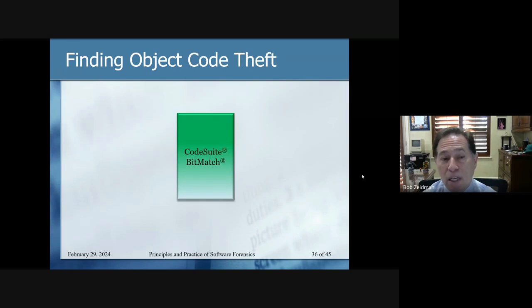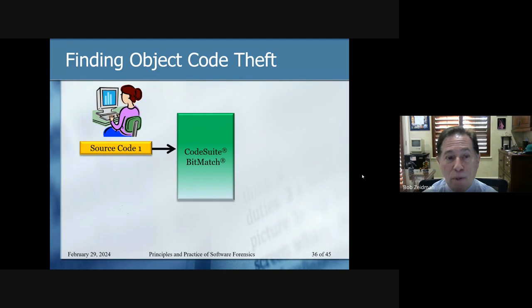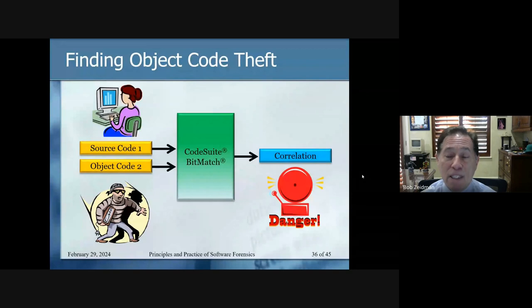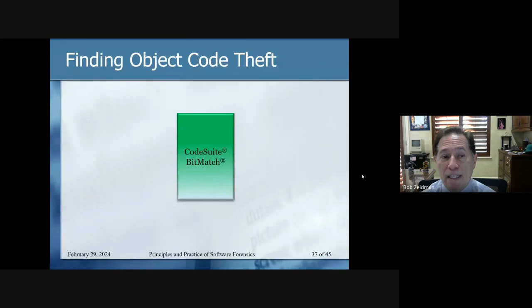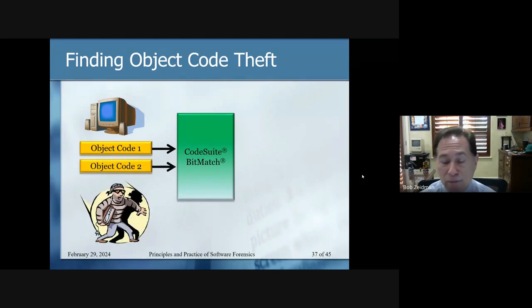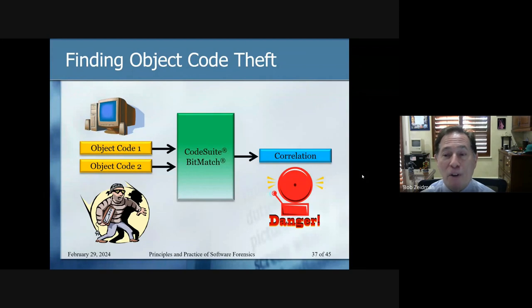But the other thing I'll say is that if you're using bitmatch, if you're doing object code correlation, if you find correlation in the object code, there's a very high probability that that object code came from copied source code. If you don't find anything, it could still be copied. When you turn source code into binary code, you lose so much information that the correlation is just not as deterministic. So in other words, there are many false negatives, but there's almost no false positives. If you find correlation with binary code, it was probably copied.